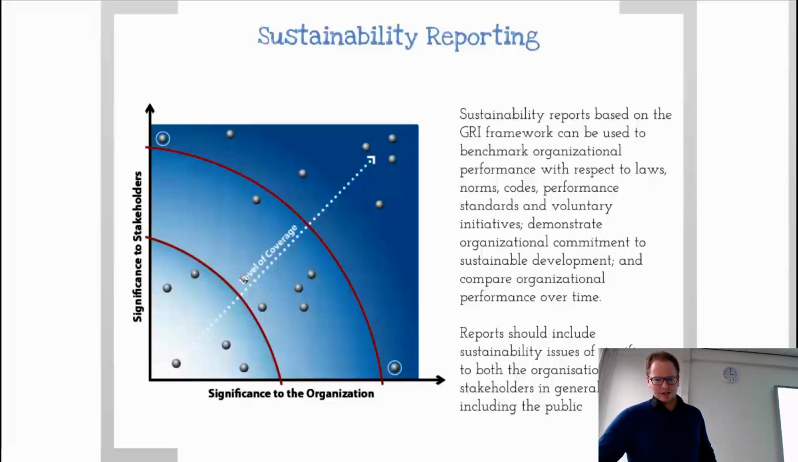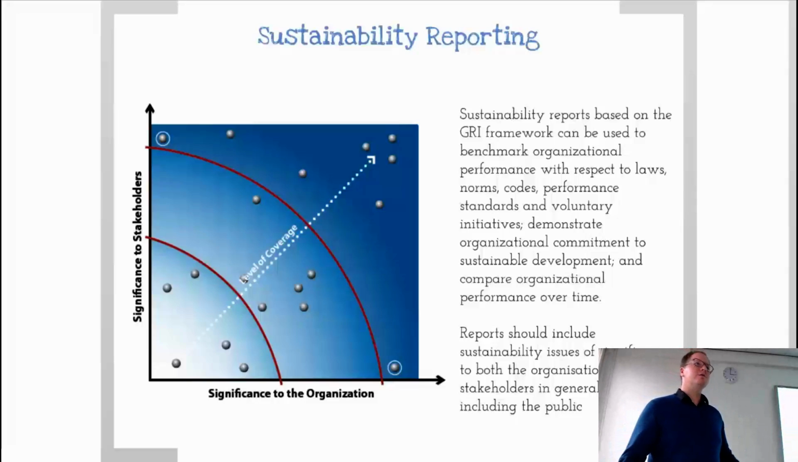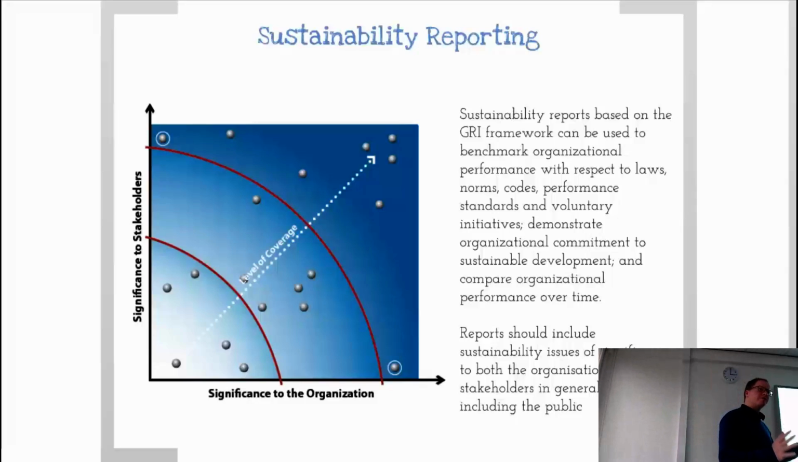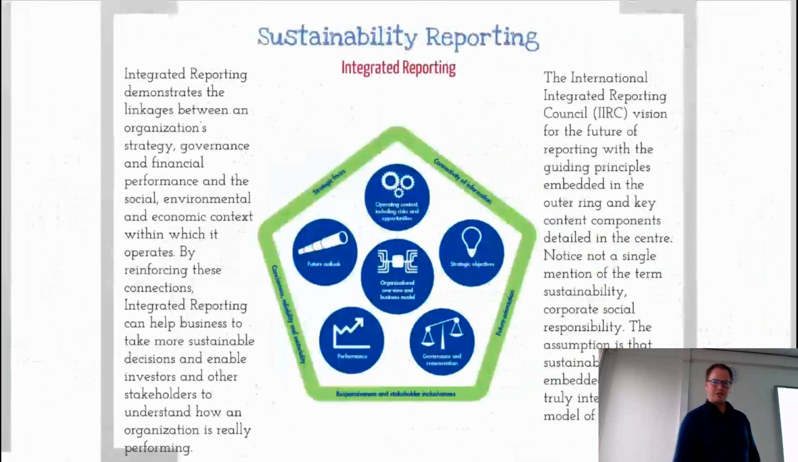So reports should include sustainability issues of significance to both the organization and stakeholders in general, including the public. So this is as well when maybe social matters are not right. So you should read as well now that we had a light form of child labor in this university till last year, right? Until we realized that was actually happening, and then we changed it. It's of course not quite the child labor that people consider in general terms.